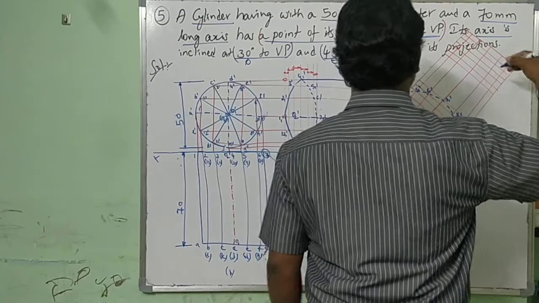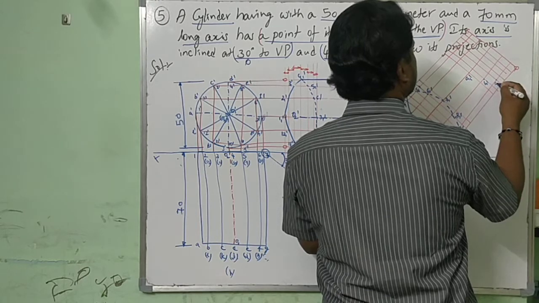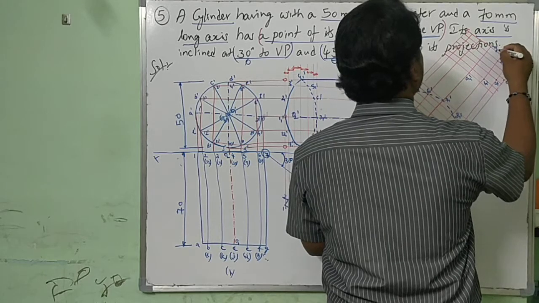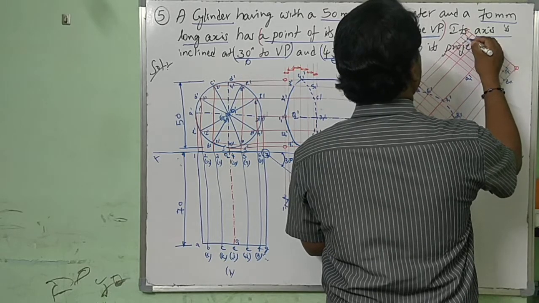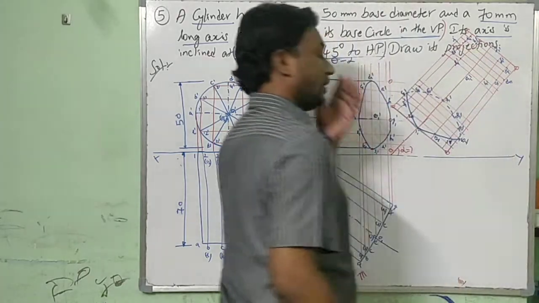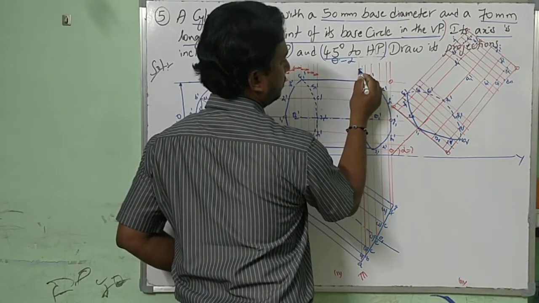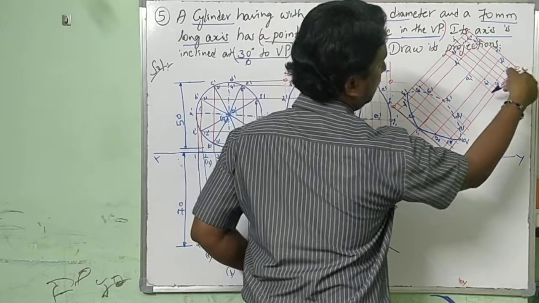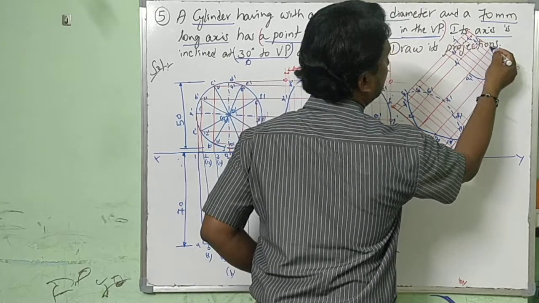Now same way here, all are thick, but try to plot the points. A1 dash, B1 dash, C1 dash, D1 dash, E1 dash, F1 dash, G1 dash, H1 dash, I1 dash, J1 dash, K1 dash, L1 dash. These distances are to be measured and those are to be drawn here. Now total thick here, A1, B1, C1, D1, E1, F1.